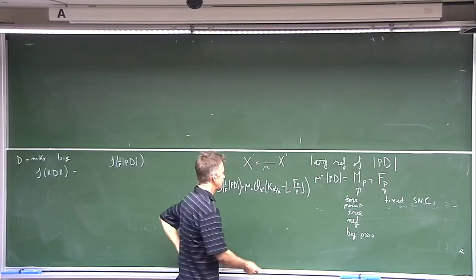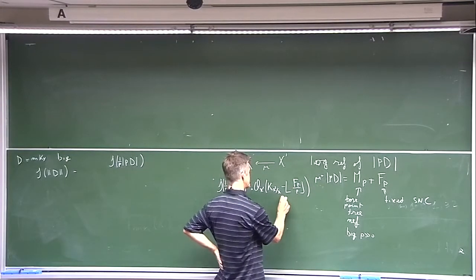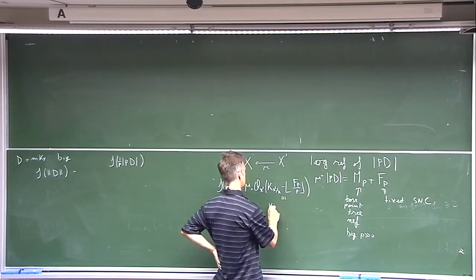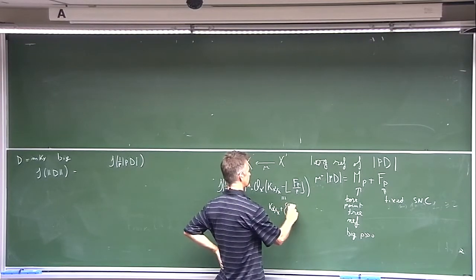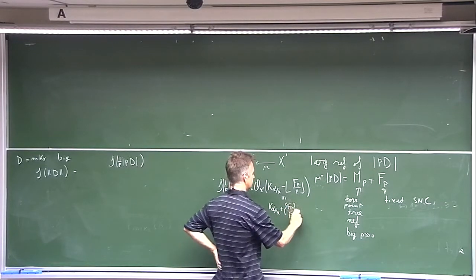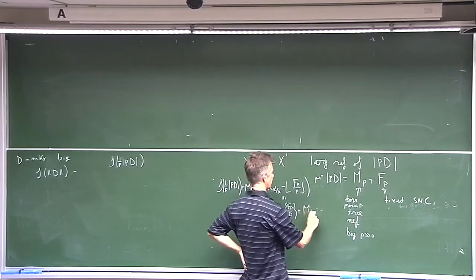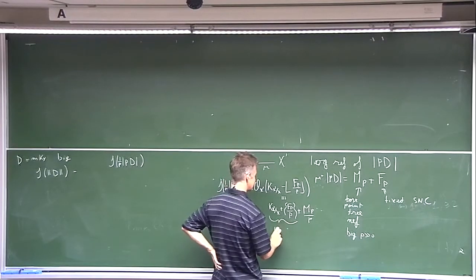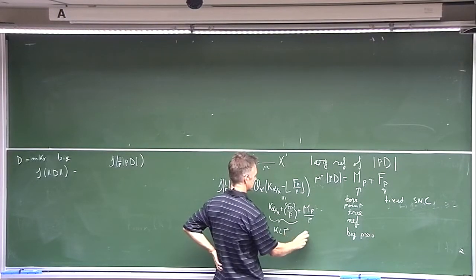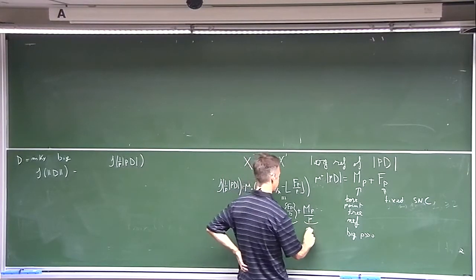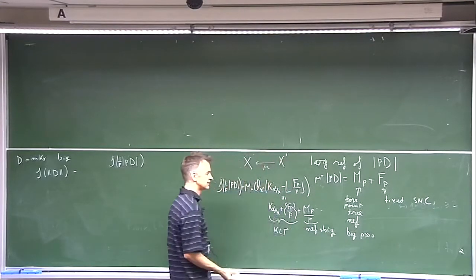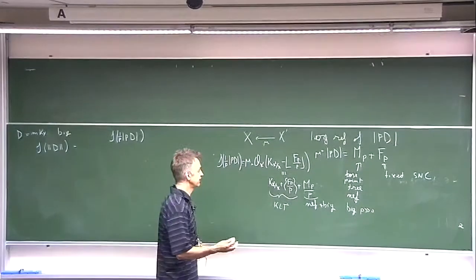Okay? And notice that this is numerically equivalent, or Q-linearly equivalent, to K_X' over X plus the fractional part of F_P over P plus the moving part M_P over P. And what you should be observing is that this guy here is KLT, and this guy here is NEF and big. So this is the situation where you can apply Kawamata-Viehweg vanishing.